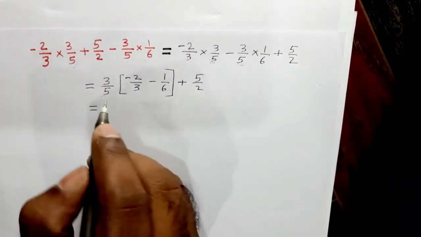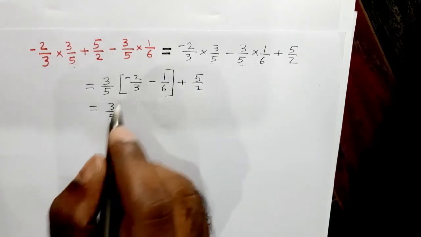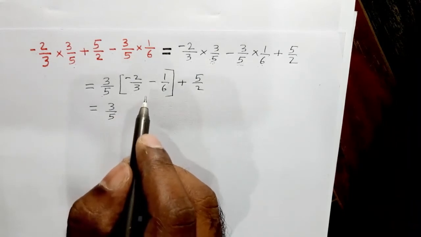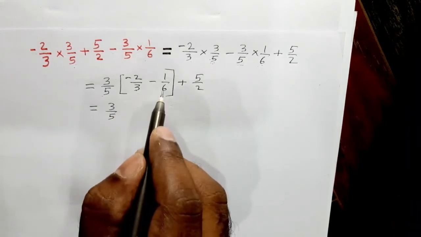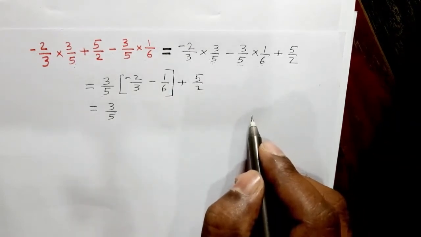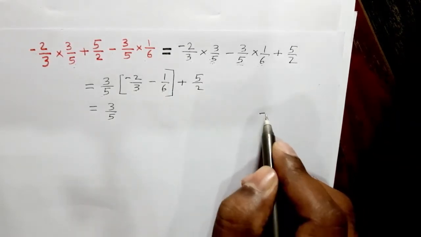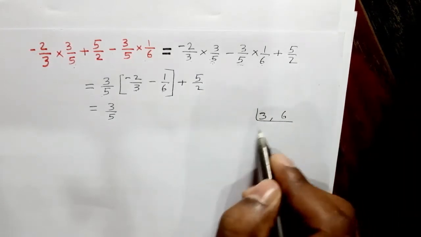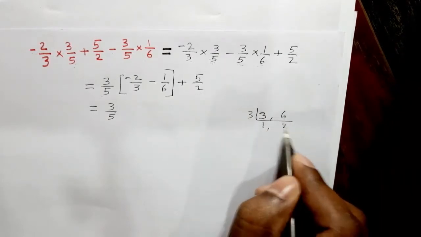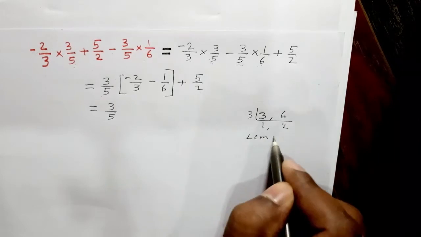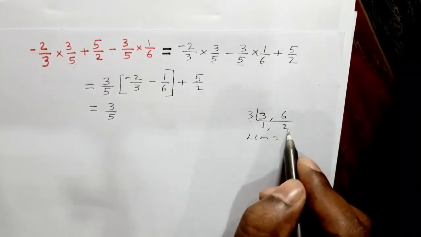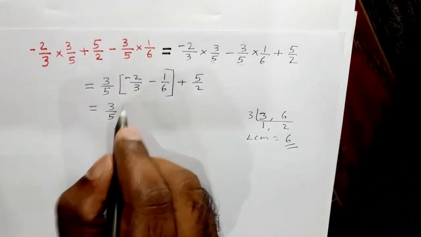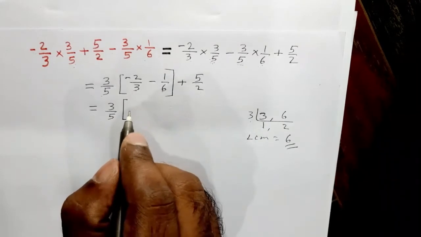Now we can try to solve this. 3 by 5 into... Actually the bracket is there, so we have to do the operation in the bracket first. Here 3 is there, here 6 is there. So the denominators have to be the same. We have to be careful about the denominators here, 3 and 6. Then the LCM will be, we know, 3 here 1 time, here 2 times. By multiplying this whole, we get the LCM is equal to 3 into 1, 3, 1 into 3 into 2 is equal to 6. So LCM is 6. So we want to get this denominator as 6. So what can we do?